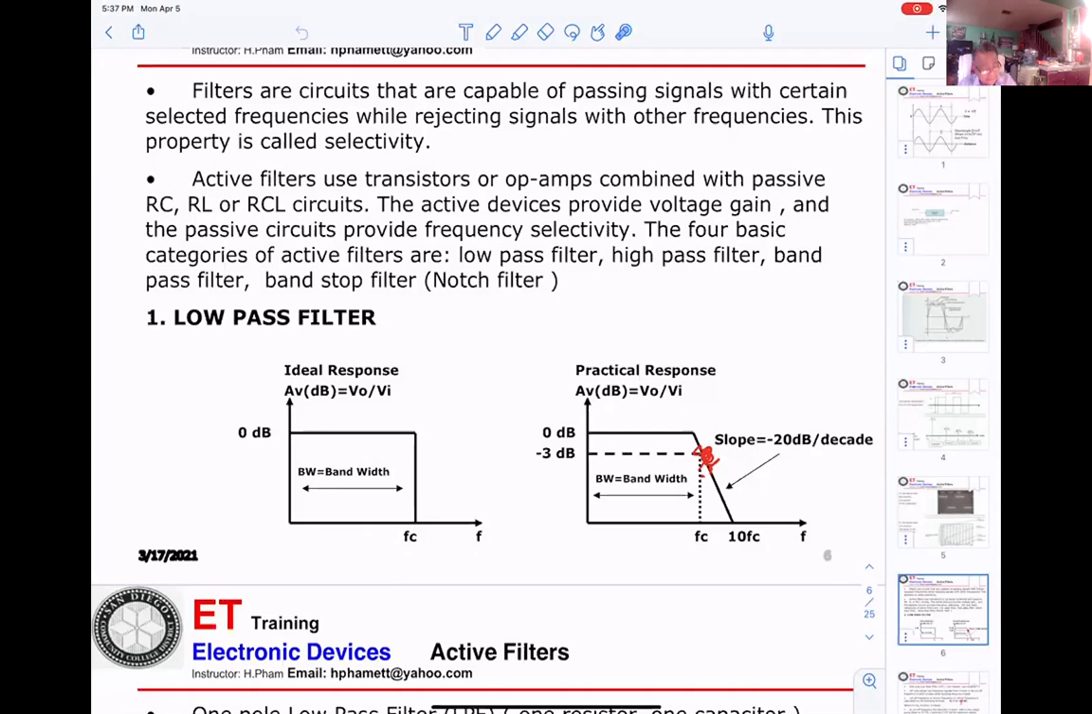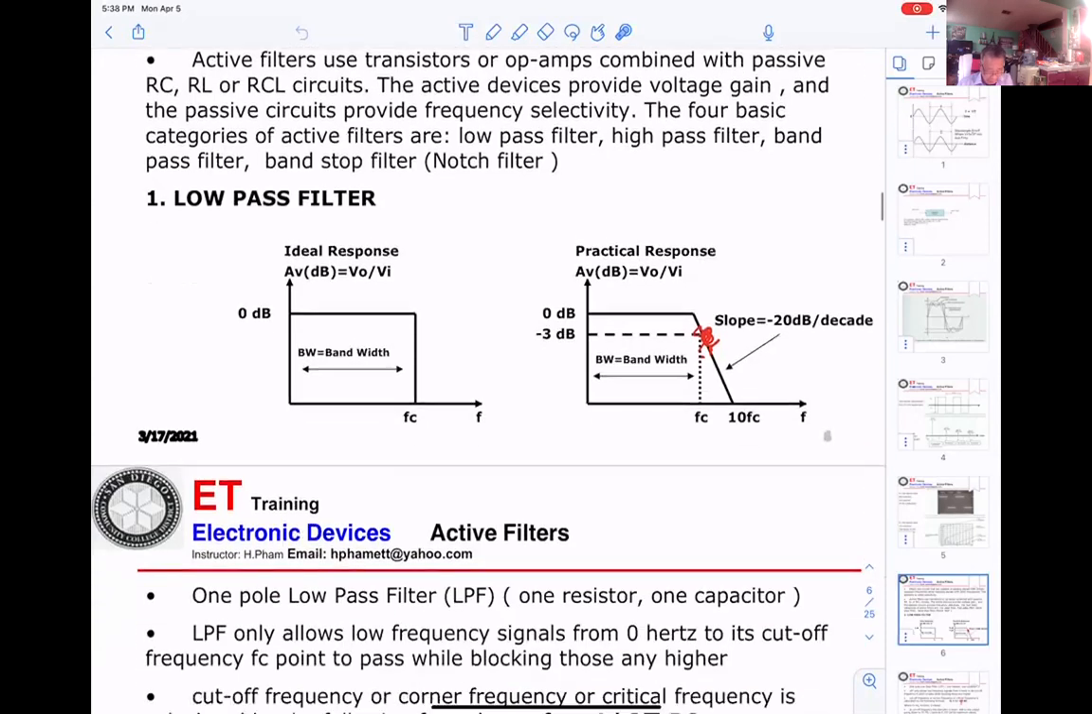20 dB per decade is not telling you what the voltage is. If you want to know what the voltage is supposed to be, you have to know what minus 20 dB is equivalent to as a numerical value. That will be 0.1. So basically, going down to 10 Fc, the output will go down from 10 volts to 1 volt. Okay, that's a low pass filter.